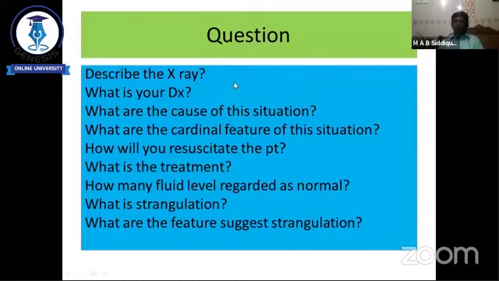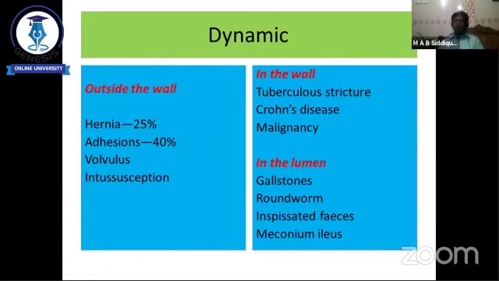So what is your diagnosis? What is the cause of this obstruction? What are the causes of intestinal obstruction? I will mention them elaborately for your understanding. The causes outside the wall may be hernia, adhesion, volvulus, or intussusception. In the wall, there is tubercular stricture, Crohn's disease, malignancy. In the lumen, gallstone, roundworm, impacted feces, and meconium ileus.